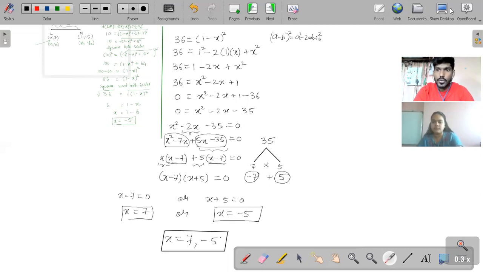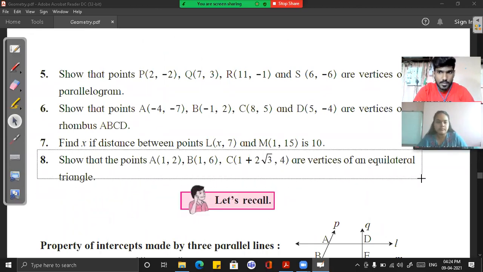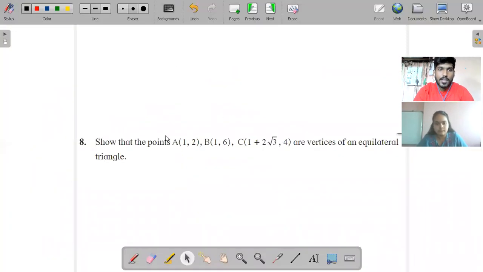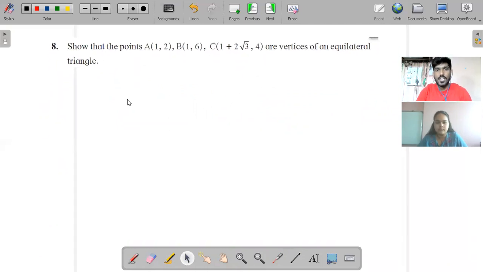Okay, we'll move on to the next sum now. Last one, the 8th one. Show that the points A(1, 2), B(1, 6), C(1 + 2√3, 4) are vertices of an equilateral triangle.